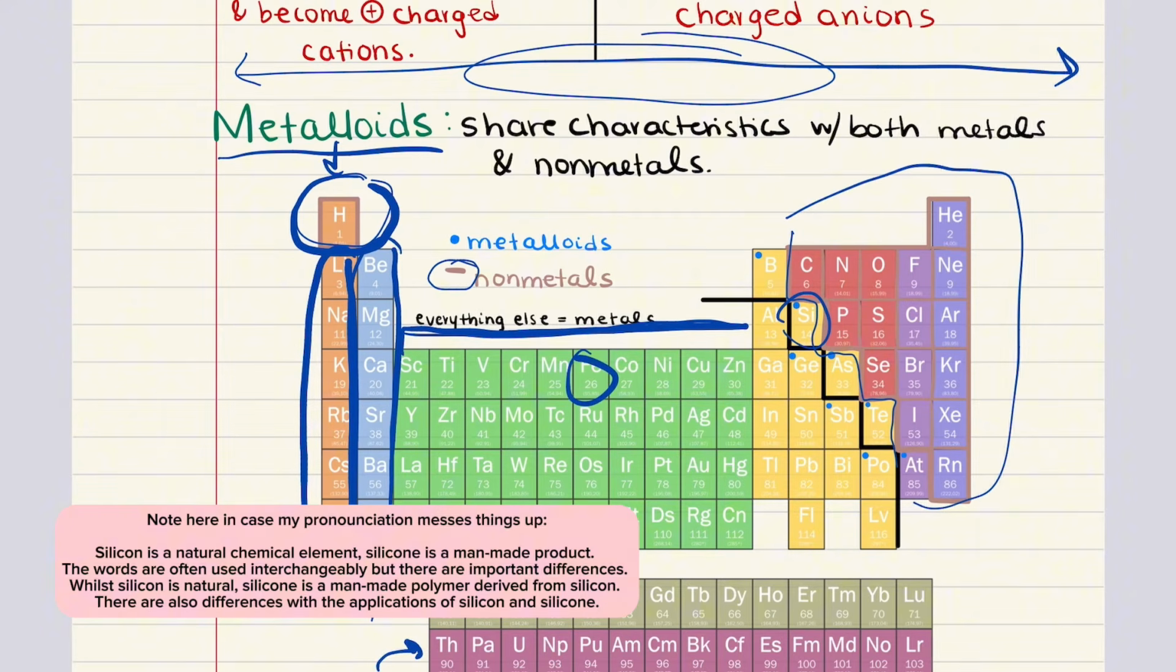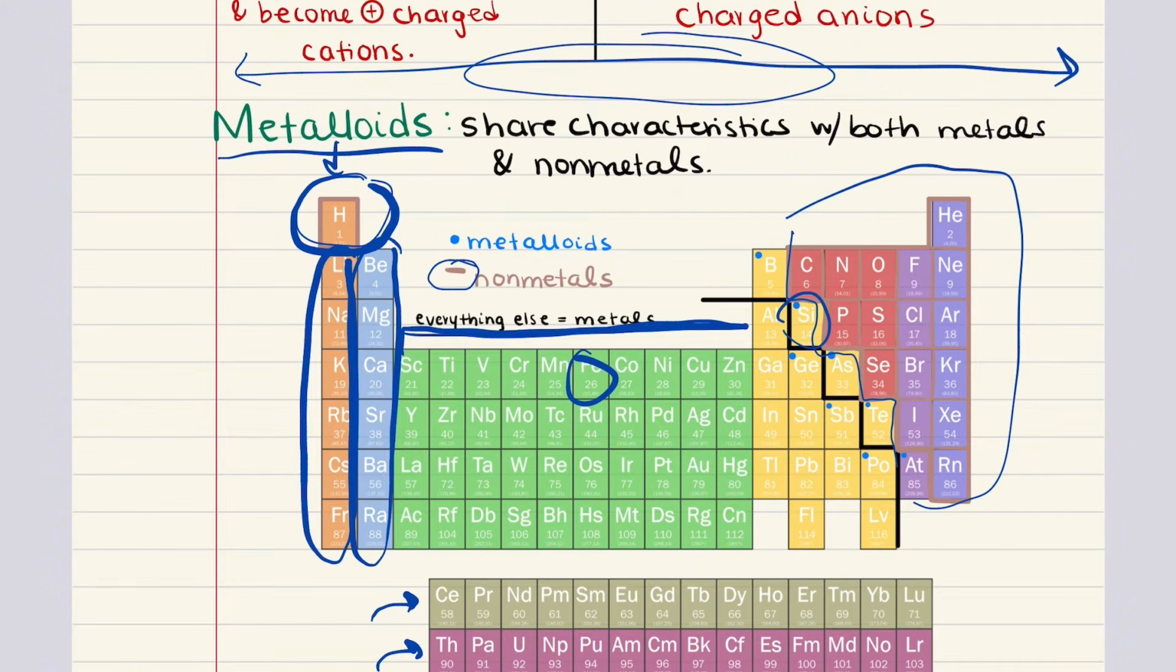These intermediate properties of metalloids also allow them to act as either metals or nonmetals in chemical reactions, making them extremely useful in a lot of applications.